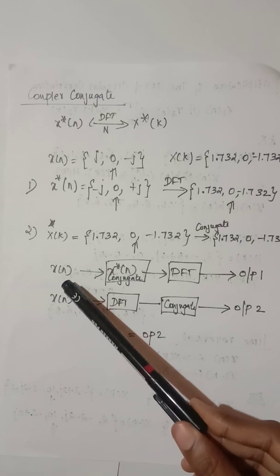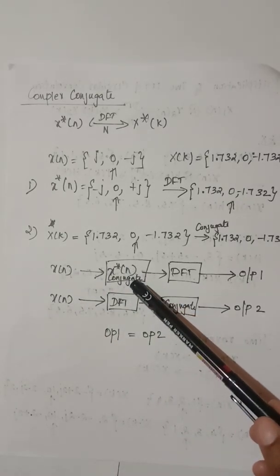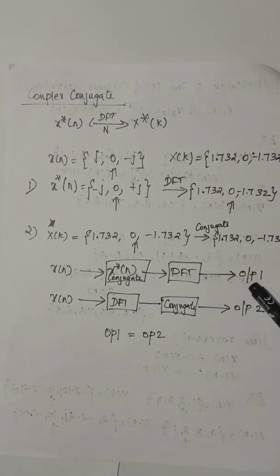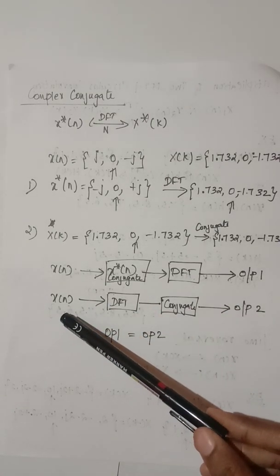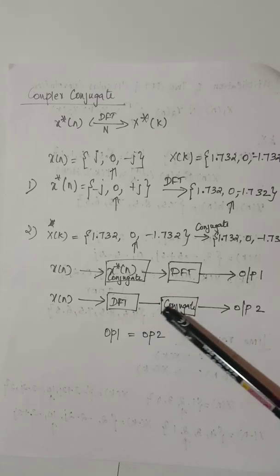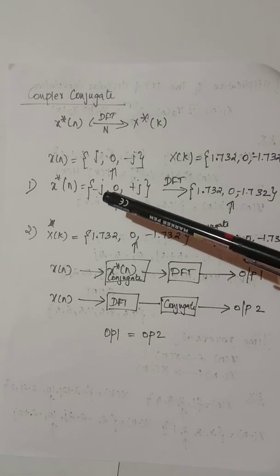Now consider this one. If you have a sequence x of n, perform conjugation and then perform DFT, you will obtain some output, which is equivalent to performing DFT of x of n first and then taking the conjugate. Both outputs will be equal. So this can be verified by using this example.